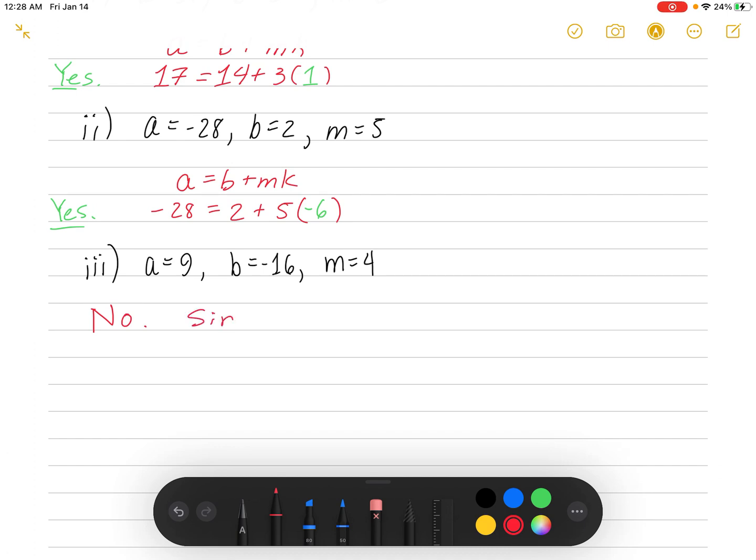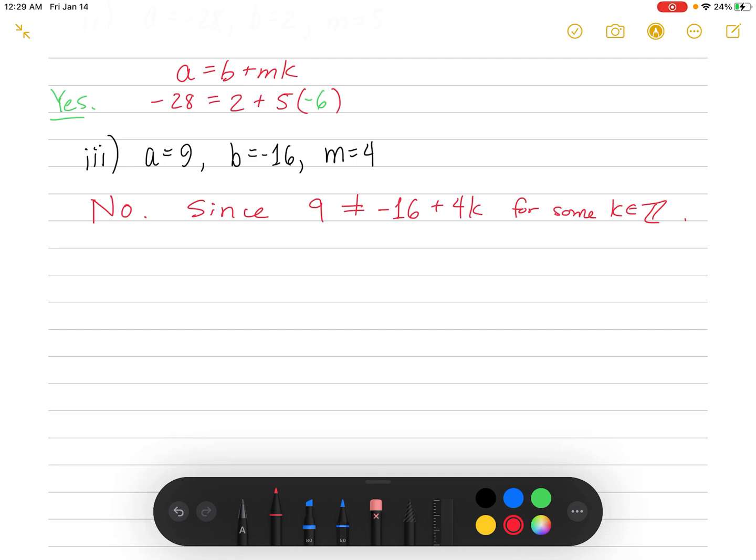And the reason is 9 is not equal to -16 plus 4 times K for some integer K. It doesn't matter what you plug in for K. Whatever I plug in for K, any number, I'm never going to get out 9.